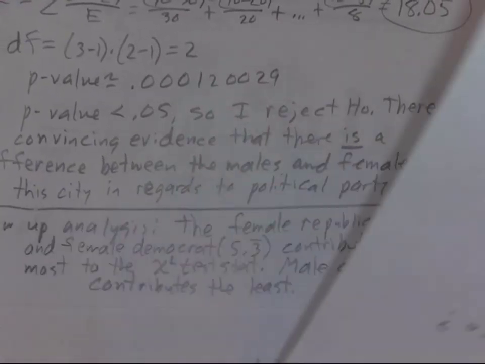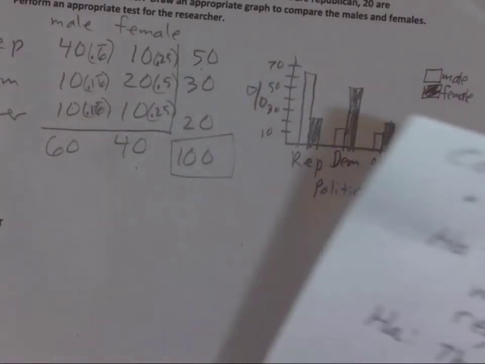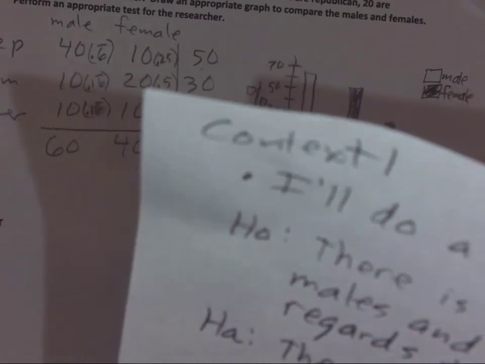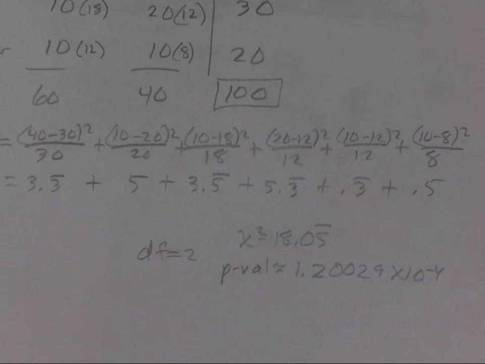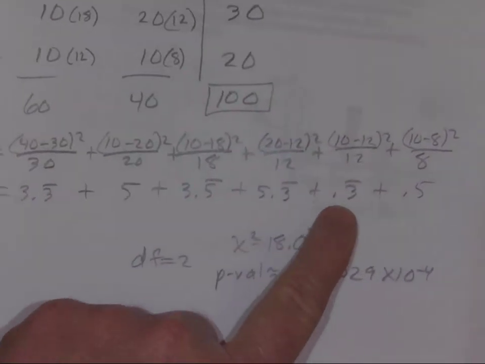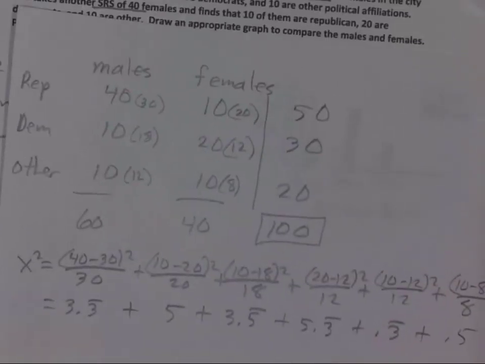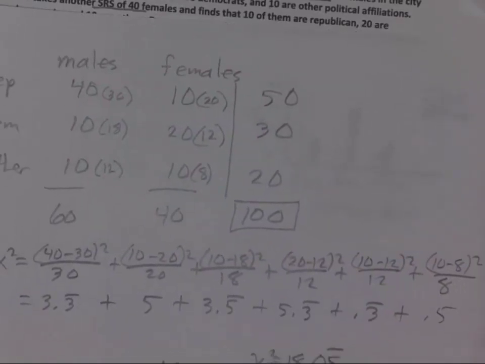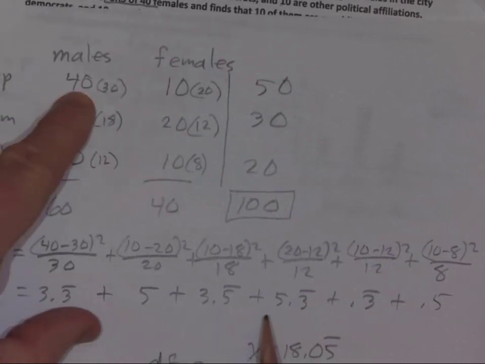Okay, and then the last thing you'll be asked to do is follow-up analysis. When it asks you to do a follow-up analysis, in essence it's asking you to look at your components of chi-squared and say which ones are contributing the most. Like I mentioned before, each of these numbers comes from each of these cells.